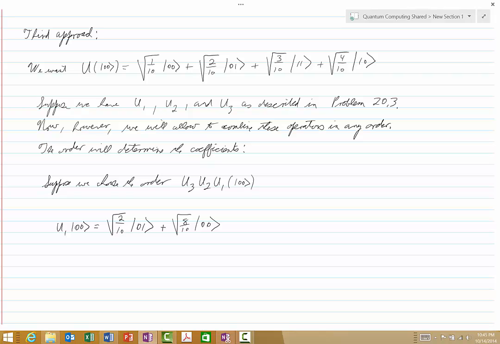Okay, now let's look at U2. Now here you have to be careful. U2 is going to act second. And so again, U1 of 0, 0 is going to give us this, and then U2 is going to act on that. So we have U2 of the square root of 2/10 1, 0 plus square root of 8/10 0, 0.